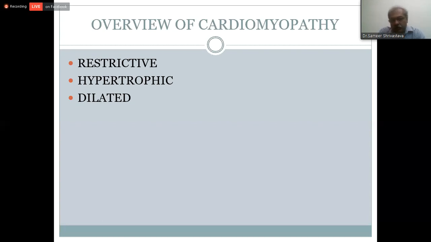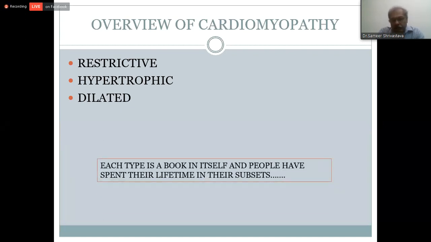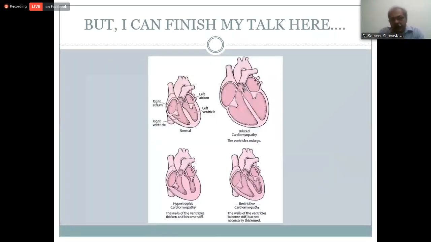Overview of cardiomyopathy. We know that there are three types of cardiomyopathies: restrictive, hypertrophic, and dilated. Each type of cardiomyopathy is a book in itself, and people have spent their lifetimes in subsets of these books and chapters. I can finish my talk here with this slide, but I would prefer to start from here.